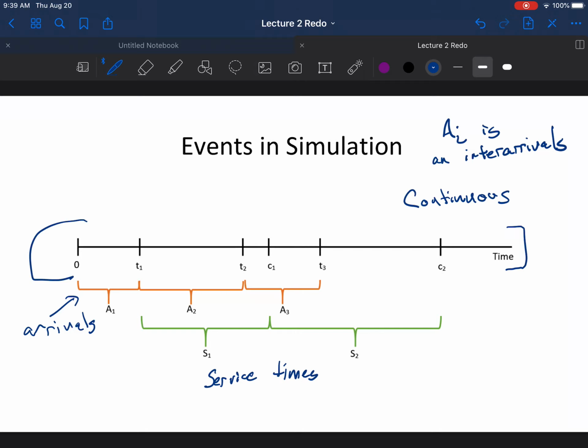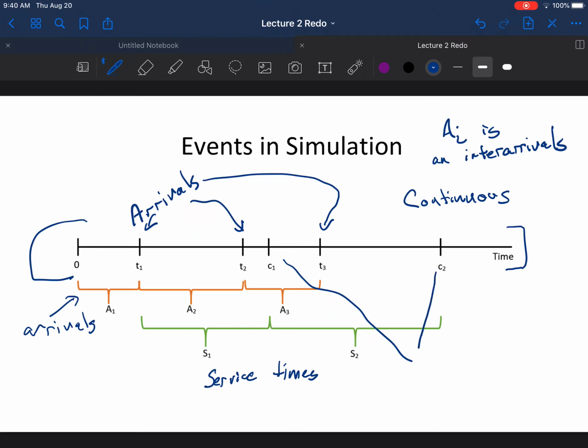A1 plus 0 is T1. That's an arrival. A1 plus A2 is just another arrival, and A1 plus A2 plus A3 is a third arrival. Then you get your service times, and that gives you your departures. For example, C1 here is the departure of the first arrival. It arrives at T1 and then is served until C1, and you can see that's just going to be A1 plus S1.